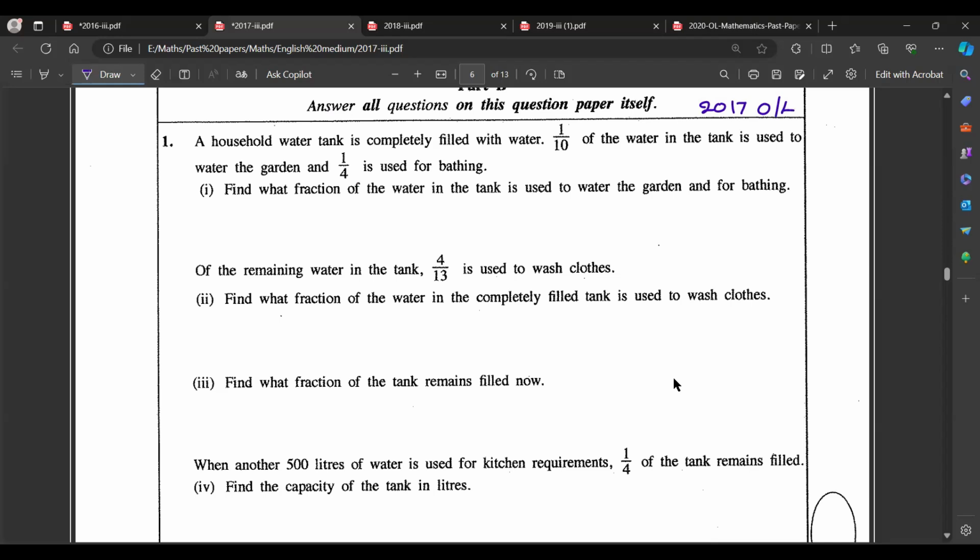Okay. It is a household water tank completely filled with water. In the beginning, the tank is completely filled with water. 1 over 10 of the water tank is used for watering the garden. And 1 over 4 is used for the bathing. Like the previous question, no? Another 1 over 4 is used for the bathing. The remaining part is not mentioned, okay? You have to think about that. Try to do that one. Yes. Try it.